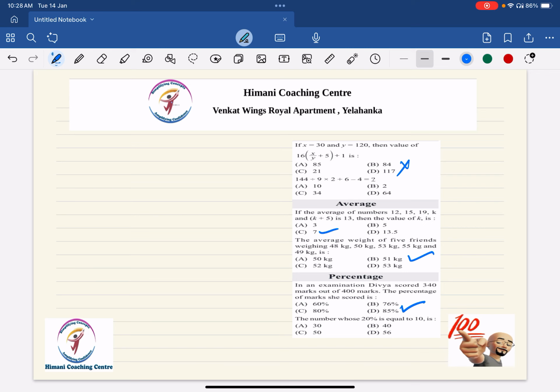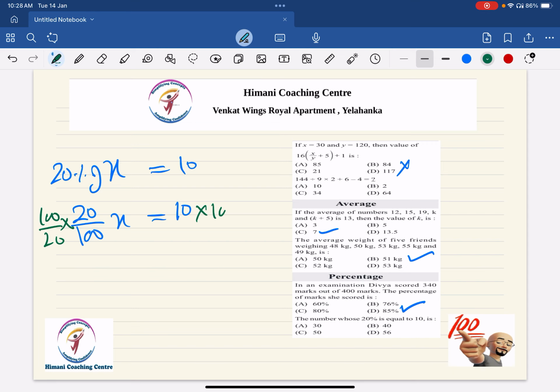Okay. Then the next question, it says the number whose 20% is equal to 10. So let us say x is that number. So if x is that number, then 20% of x equals 10. 20% of x means 20 by 100 x, which is equal to 10. So how should we find x? So see, reciprocal of 20 by 100 is 100 by 20. Multiply both sides with that. Why? Because if you multiply a number by its reciprocal, we will get 1. And we wanted only 1x, so we have done that. So this goes and this. So 5 into 10, 50 is the correct choice for this question.